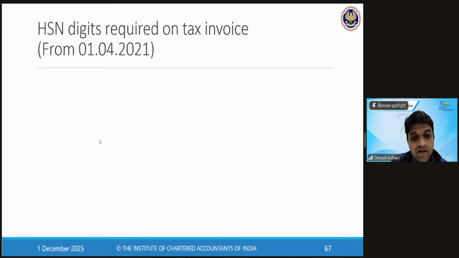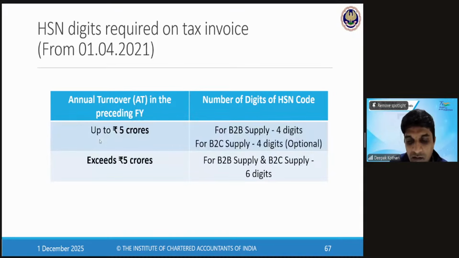Okay, now HSN. What does the HSN mean? Every good which we see has some HSN, right? 20 lakhs is for services, Nagraja, for Karnataka, and 40 lakhs for goods.